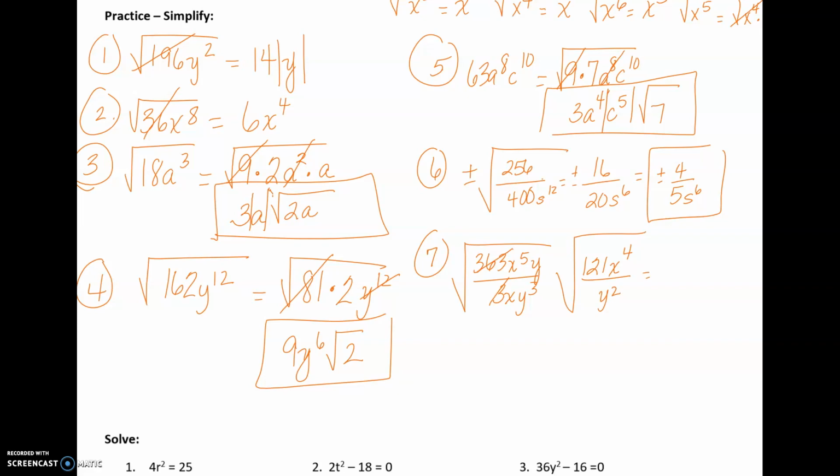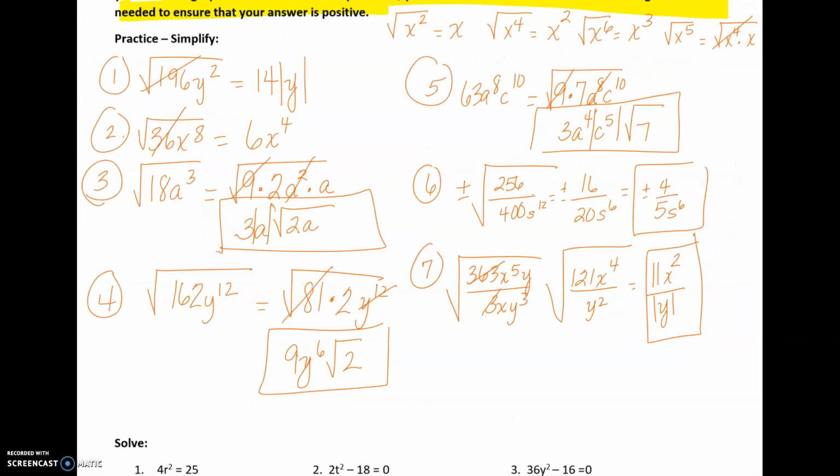Is 121 a perfect square? Yes, it is. It's 11. Is x to the 4th a perfect square? Yes, it is. It's x squared. Is y a perfect square? Yes. Or is y squared a perfect square? Yes, it's y. And since that's odd, it's the absolute value of y. And that's your answer.